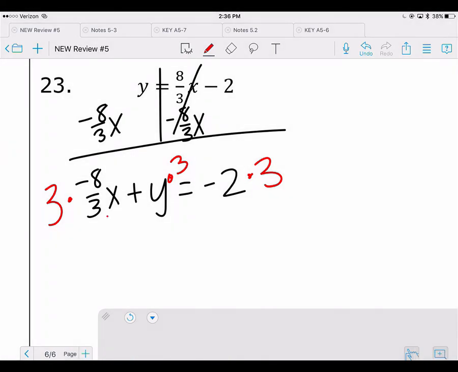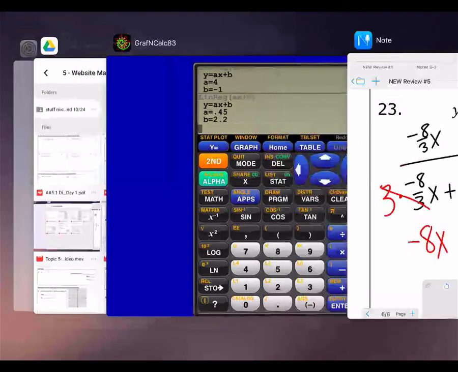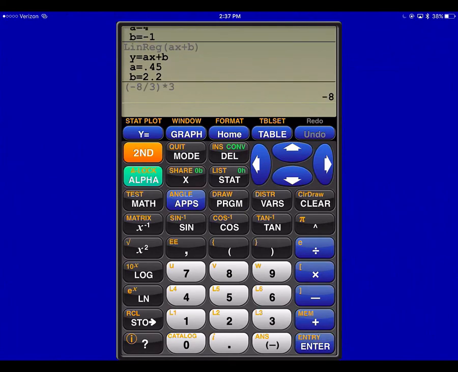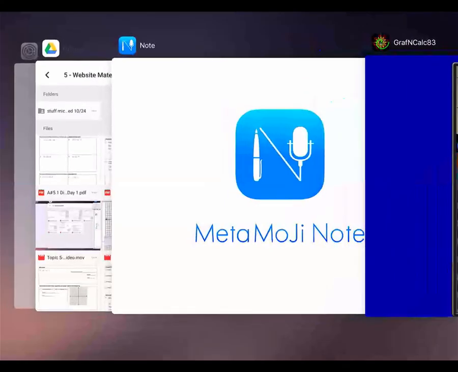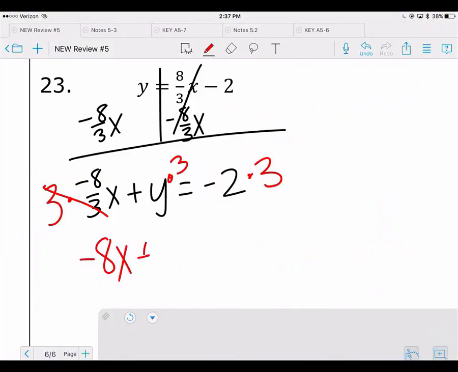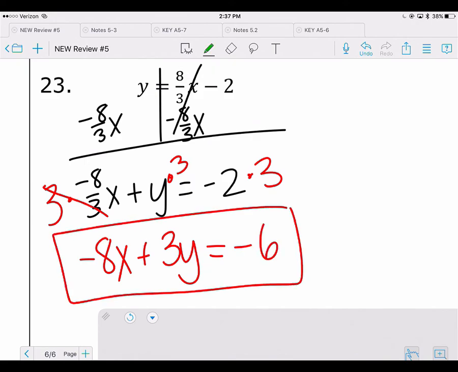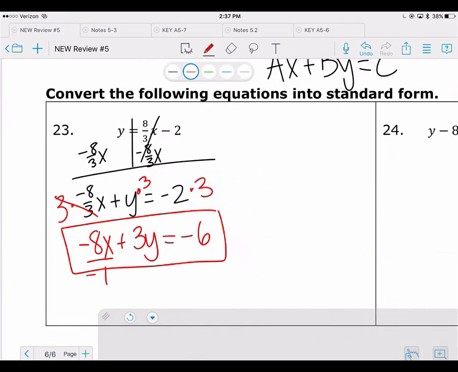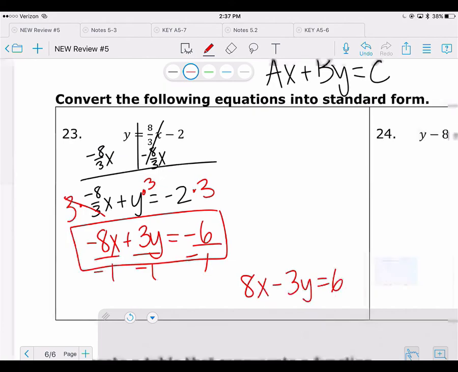Remember, when we multiply or divide, we do it to every single piece. The reason we do that is because this cancels here and we have negative 8. If you're not sure, double check with yourself on the calculator. Negative 8/3 times 3 is negative 8, so my fraction went away. I don't need it to equal 1, I need it to not be a fraction. 3 times y is 3y, negative 2 times 3 is negative 6. You might also see it divided by negative 1, where all of your signs are flipped, so we have 8x minus 3y equals a positive 6.